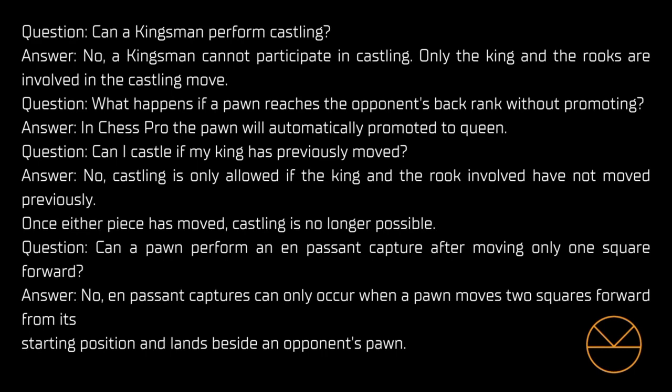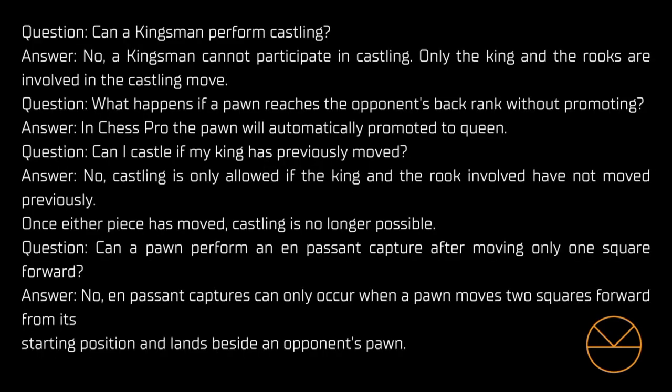Question: Can I castle if my king has previously moved? Answer: No, castling is only allowed if the king and the rook involved have not moved previously. Once either piece has moved, castling is no longer possible. Question: Can a pawn perform an en passant capture after moving only one square forward? Answer: No, en passant captures can only occur when a pawn moves 2 squares forward from its starting position and lands beside an opponent's pawn.